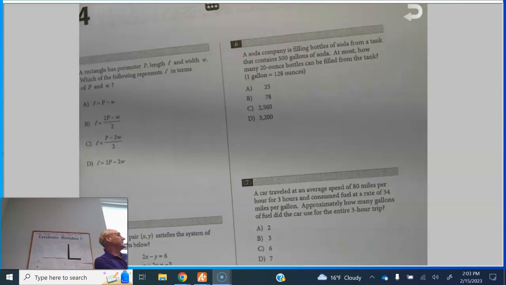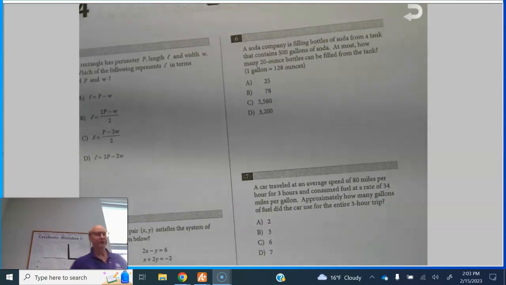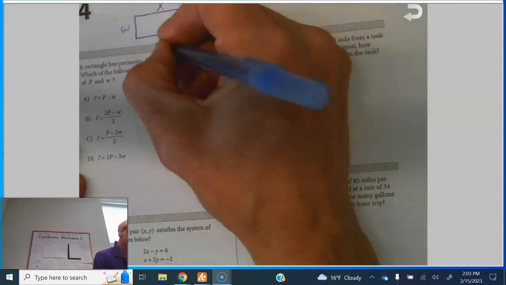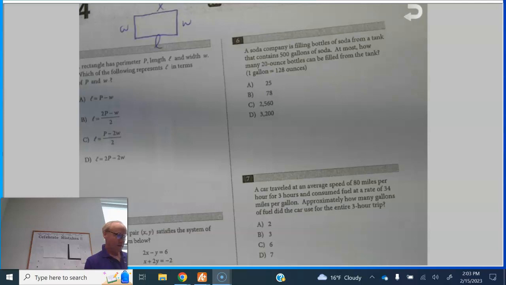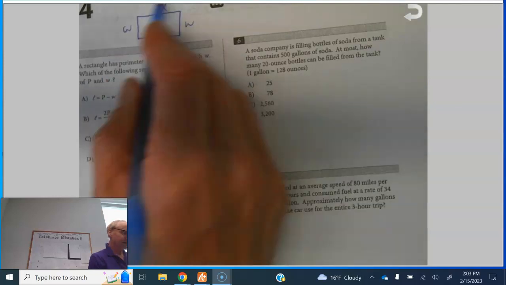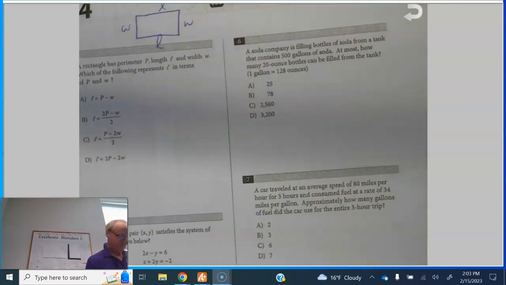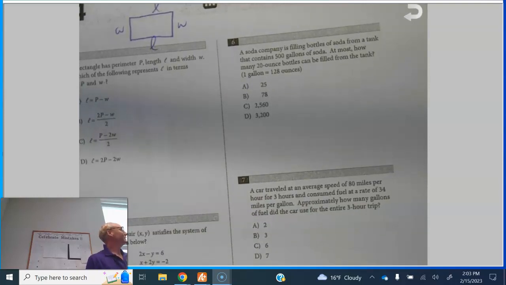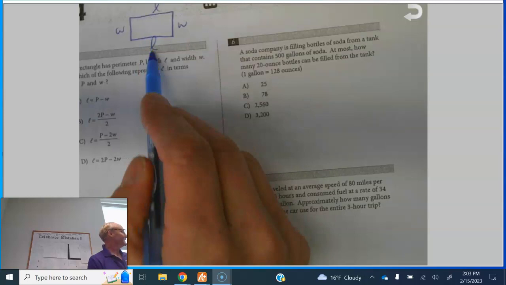Everybody should know the formula for the perimeter of a rectangle. Just add up all the sides. Anthony, what's the formula for that? Add up all the sides. Anthony? Perimeter of a rectangle. Add up all the sides. Somebody else? Volunteer? Perimeter of a rectangle? 2L plus 2W.